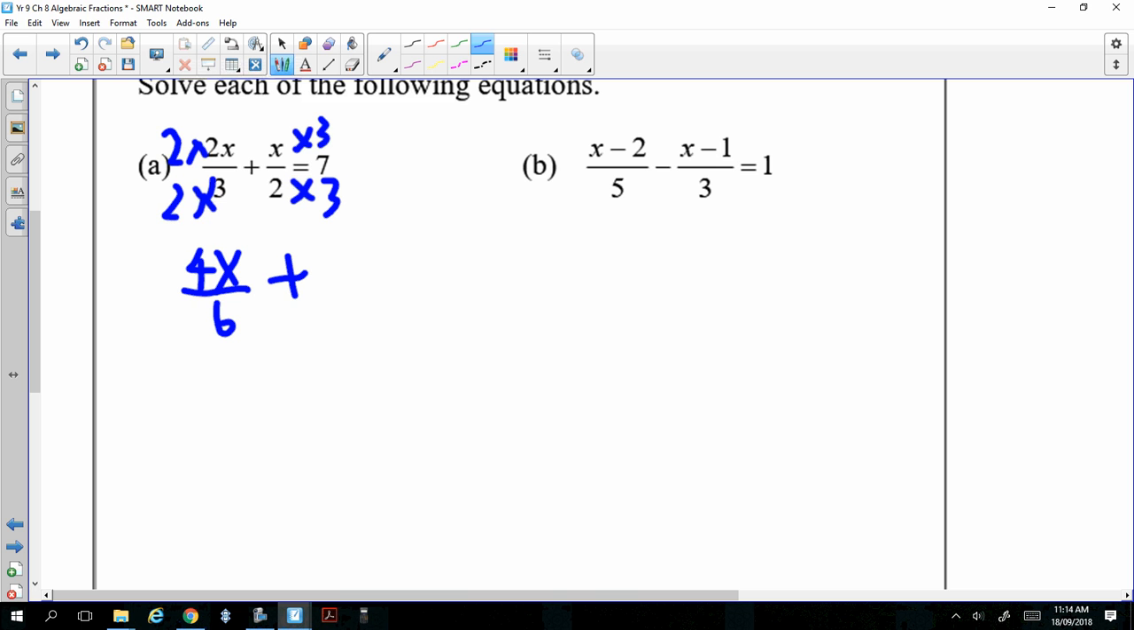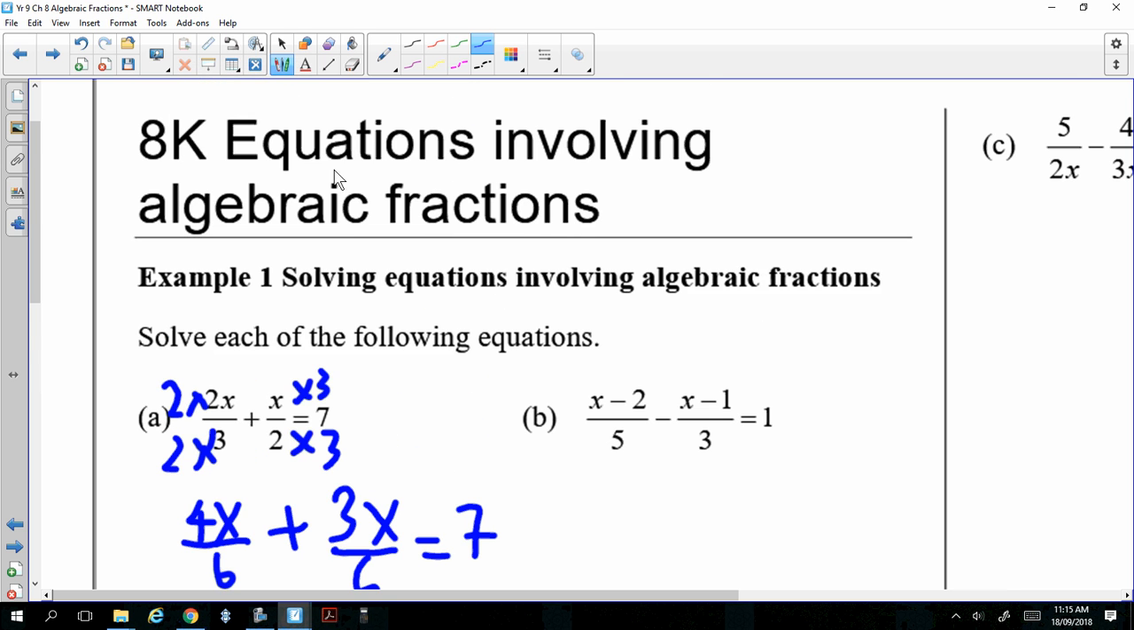Oh, on page 5. Yeah, page 5. You've already done the other ones with the other teacher, so we won't go through it. But I'll put up the video if you want to catch up. We're on page 7, equations involving algebraic fractions.